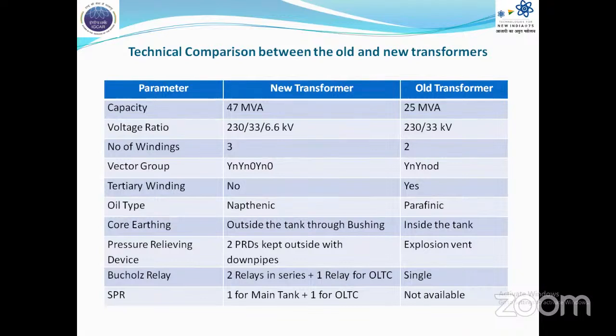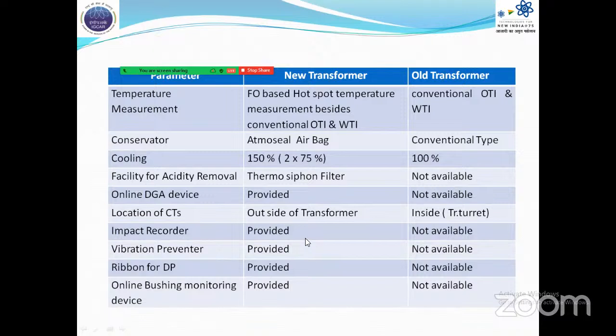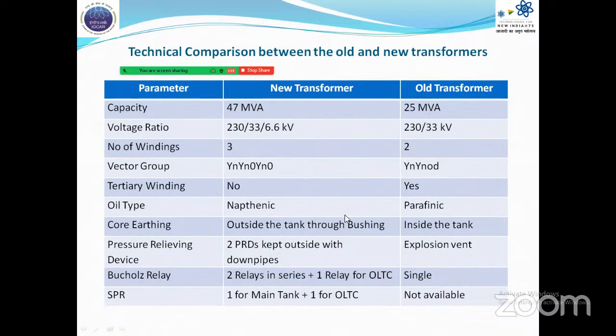In the old case, when the explosion diaphragm is punctured and oil is spilled out, there is a chance of fire and a person may get injured around the transformer. So in this case, the pressure is relieved and the spilled oil is brought down to the downside of the transformer, so that fire risk is reduced and operator safety is increased.